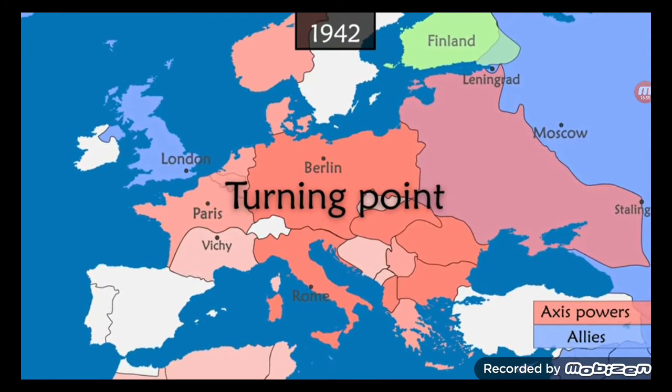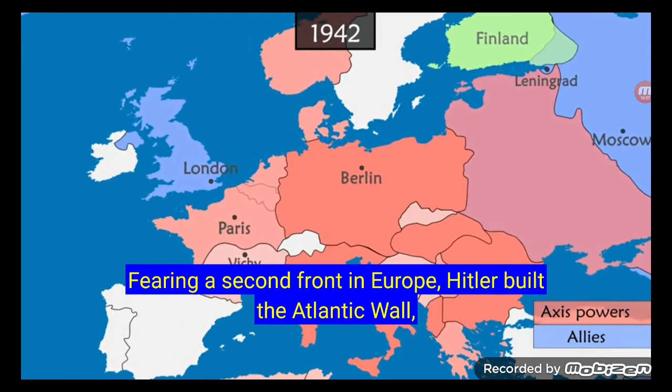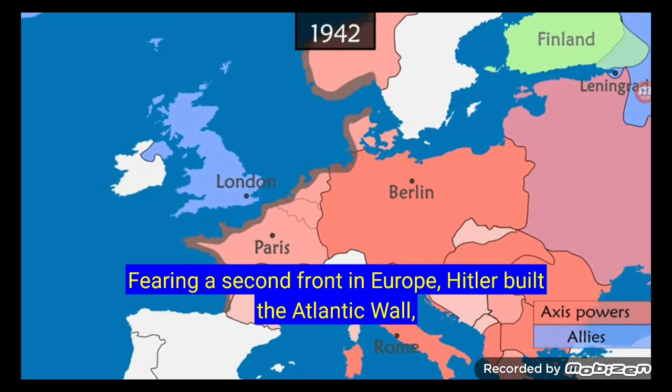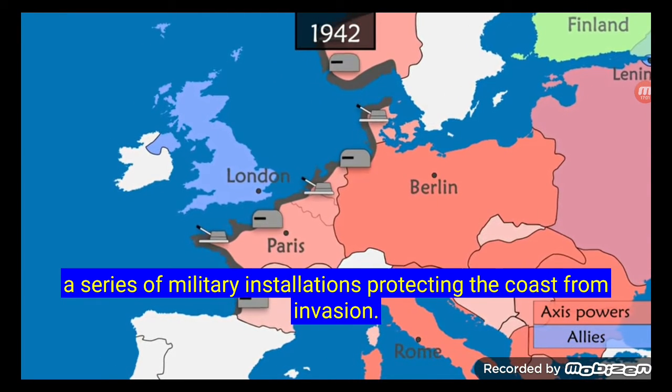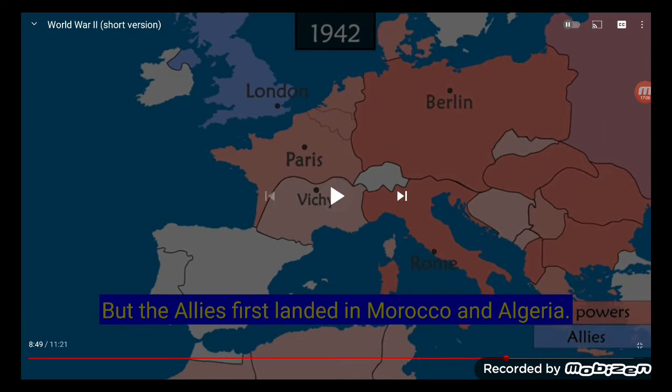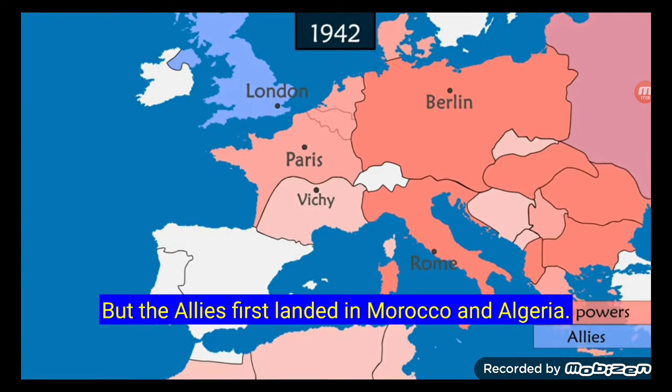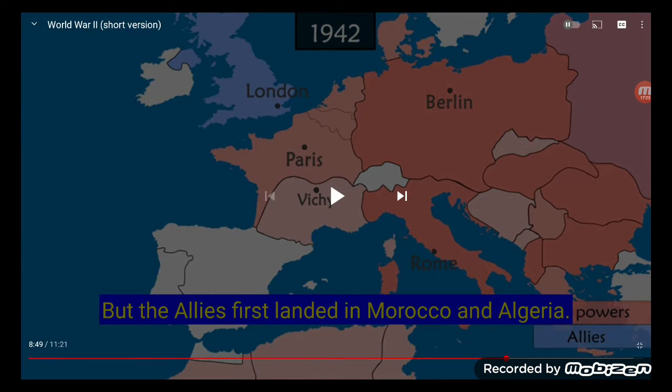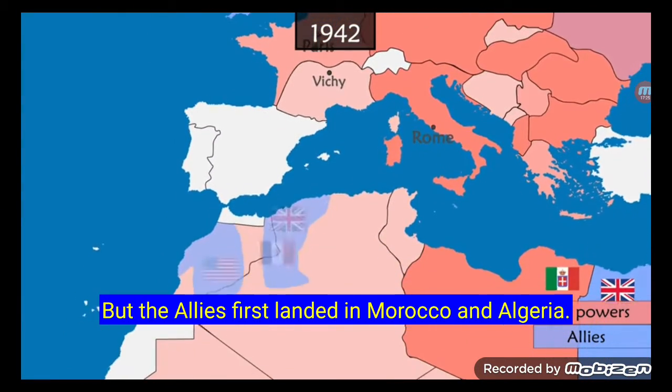Turning point. Fearing a second front in Europe, Hitler built the Atlantic Wall, a series of military installations protecting the coast from invasion. But the Allies first land in Morocco and Algeria. Hey, Germany, in reality, you see that the ocean looks really small. In reality, it's so big and impossible to cross.